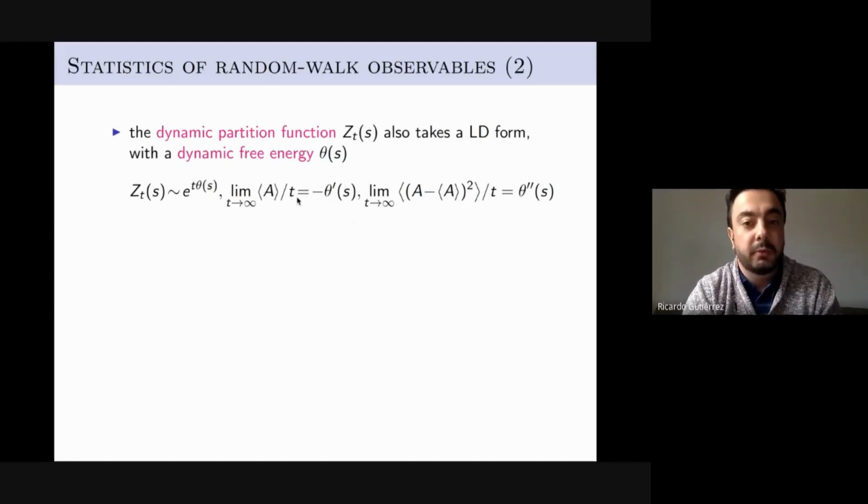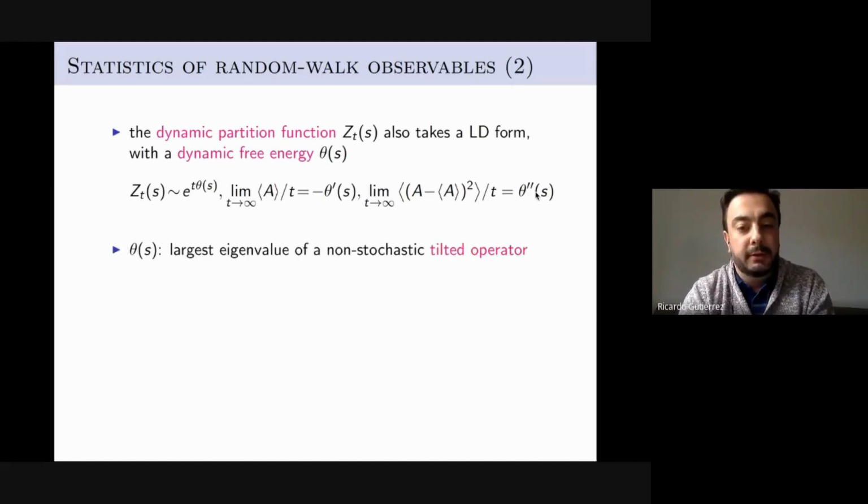So, for example, the average value you can obtain from the first derivative of the scaled cumulant generating function, and the fluctuations you can obtain from the second derivative. We will be mostly interested in those, but of course there's no reason to stop there. You can go up to third-order cumulants or fourth-order cumulants if it's interesting for your problem. So this theta of S can be obtained by diagonalizing what is called a tilted operator.